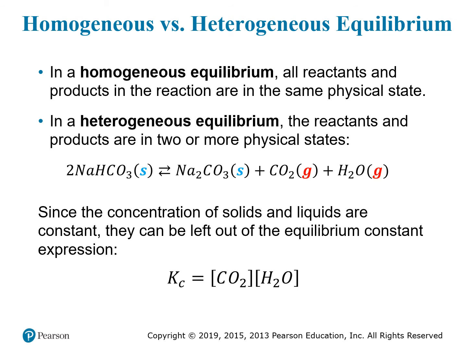So far, we've looked at pretty straightforward, simple chemical equilibrium systems where all of the substances, reactants and products, were in the same physical state, or state of matter. These are what are known as homogeneous equilibria. So if you have an equilibrium and all of the reactants and products are in the same physical state, meaning they're all solid, or all liquid, or all gas, or all aqueous, that is homogeneous.